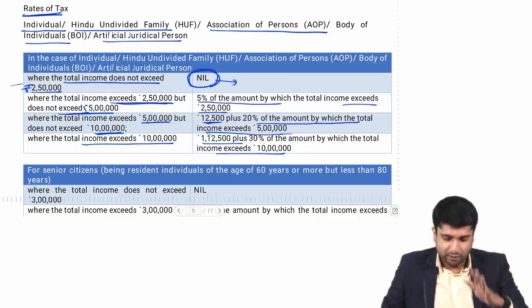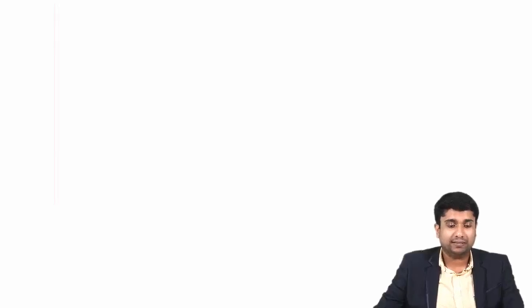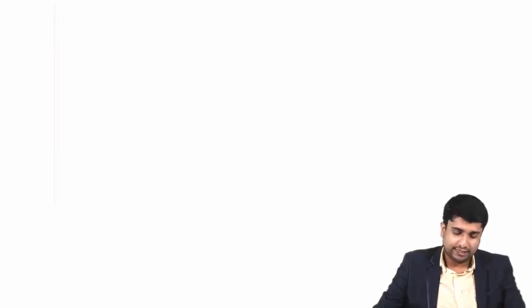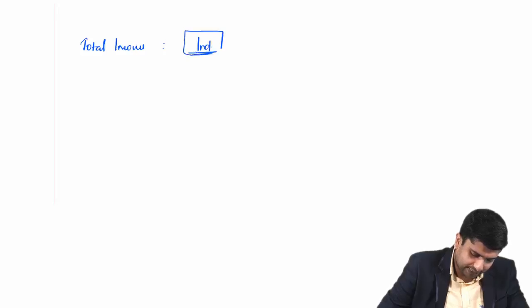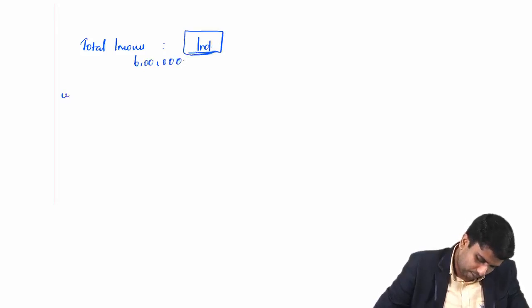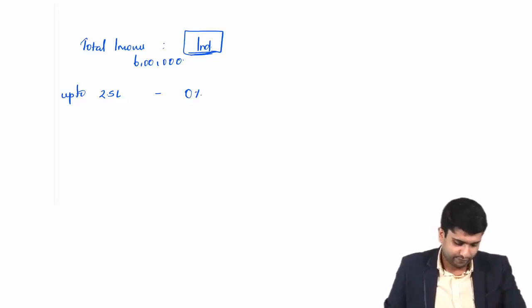Say for example, my total income is 6 lakhs. How will we compute the basic rate of taxes if my total income is 6 lakhs? That's what we are going to study right now. So, I'm an individual and my total income is 6 lakhs. Now, as I've told you, up to 2.5 lakhs, 0% is the rate of taxes. I need not pay any taxes at all.